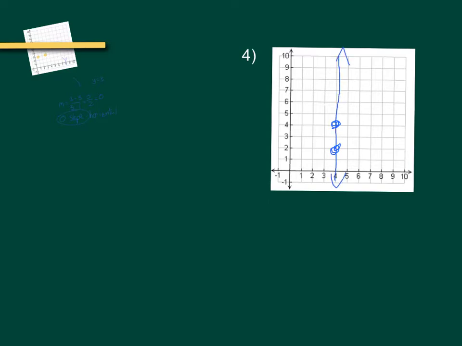Now if the last one was a y-equals, guess what? Vertical lines are always x-equals. That sounds like a good quiz question. What do x-equals lines always look like? Are they horizontal or are they vertical? Make sure we know that one.